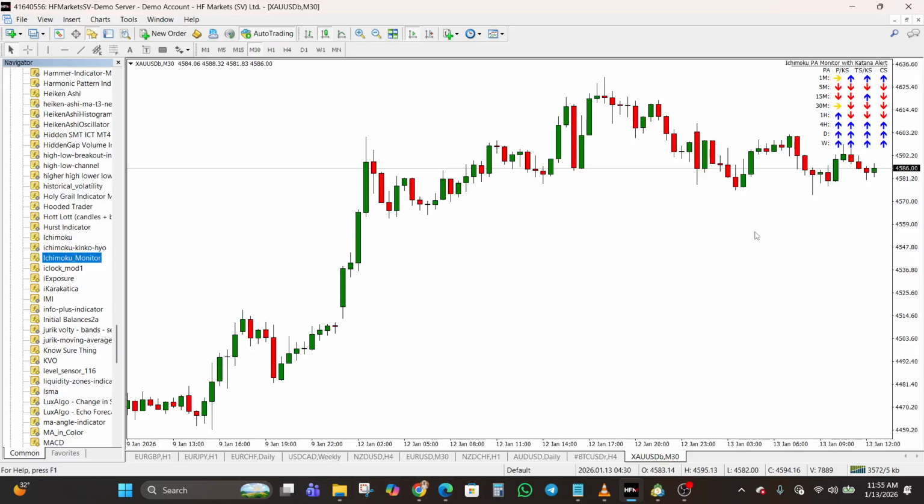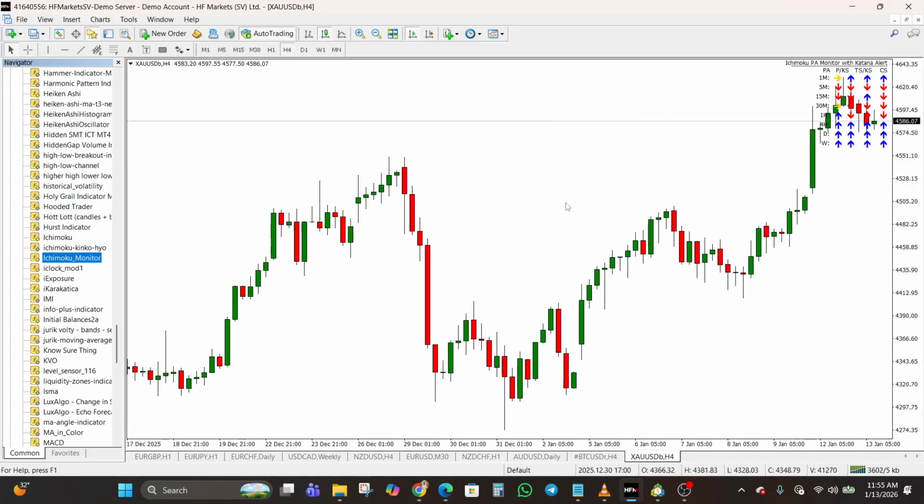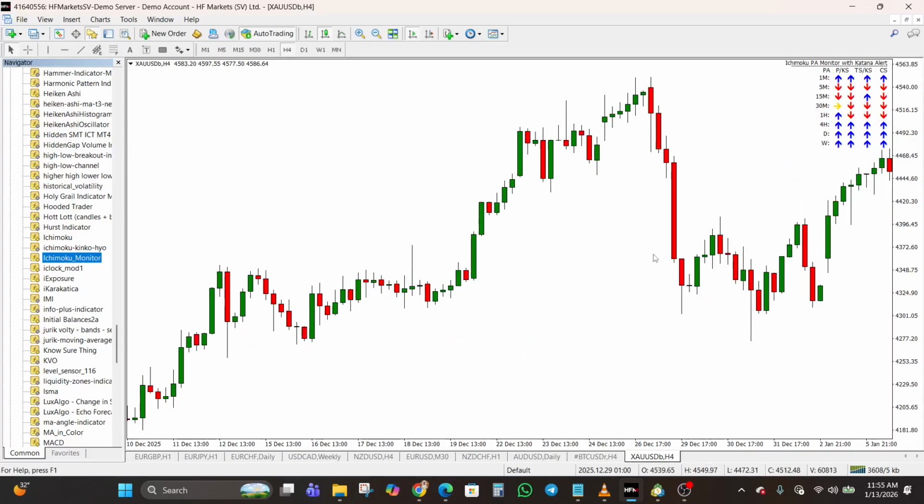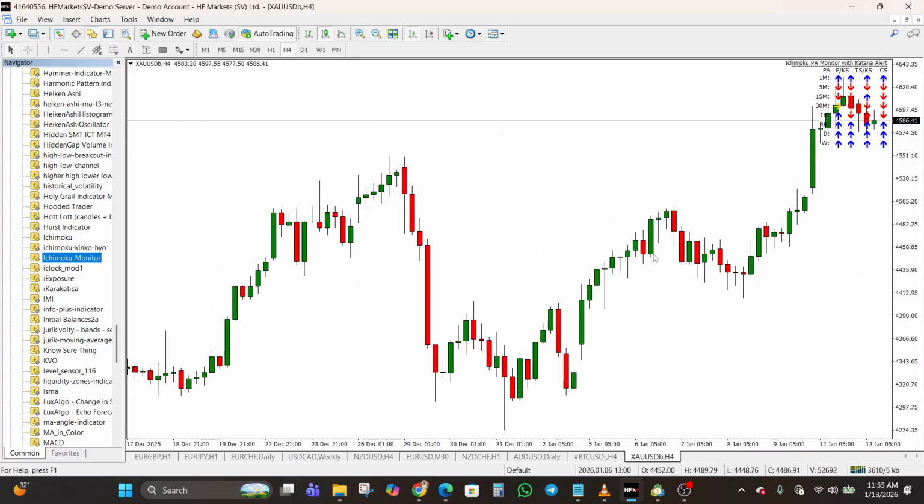So this indicator is pretty straightforward, helping you to find trading opportunities across different time frames at a glance. But it's important to always get confirmations. When the indicator gives you a signal, you should also look for price action confirmations before executing your trade.